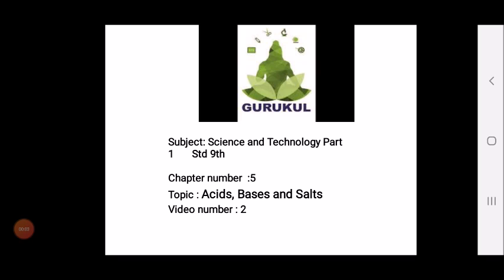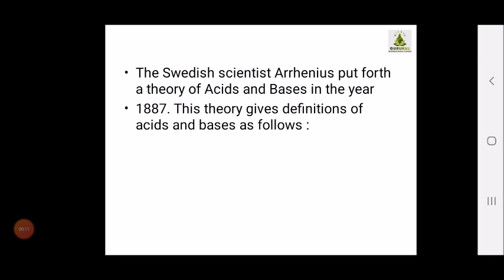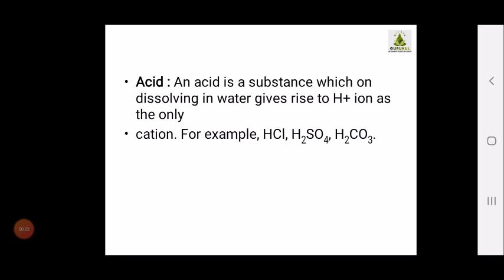Children, now we will be focusing on the Arrhenius theory of acids and bases. A Swedish scientist, Arrhenius, put forth the theory of acids and bases in the year 1887. The theory gives the definitions of acids and bases as follows. According to the Arrhenius theory, an acid is a substance which, on dissolving in water, gives rise to H+ ions as the only cation. So acids are substances which give only H+ ions.